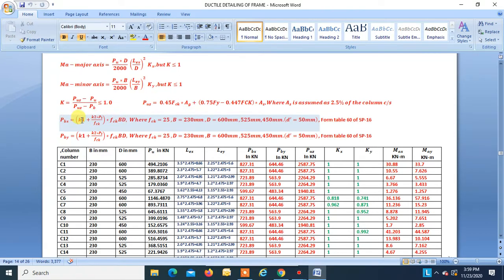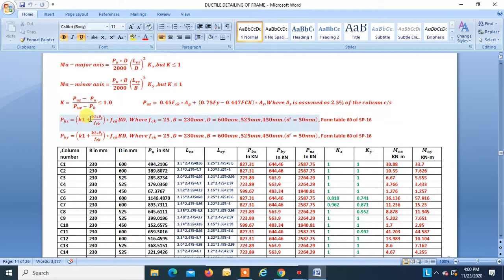into B into D. We just have to find K1 and K2, which we can find from Table 60 of SP16, right? In this case, B is 230 mm and D at first and second floor is 600, third and fourth floor is 525 mm, and at fifth floor it is 450 mm, right? Over here, D is going to be 230 mm, B for first and second floor is 600, third and fourth 525, and fifth floor it is 450, okay. D dash is the effective cover, which we are considering as 50 mm, okay.